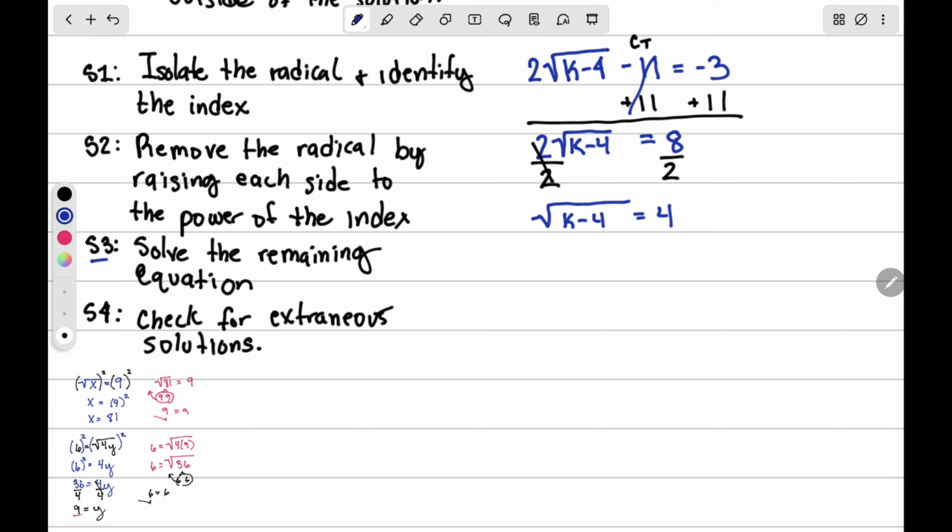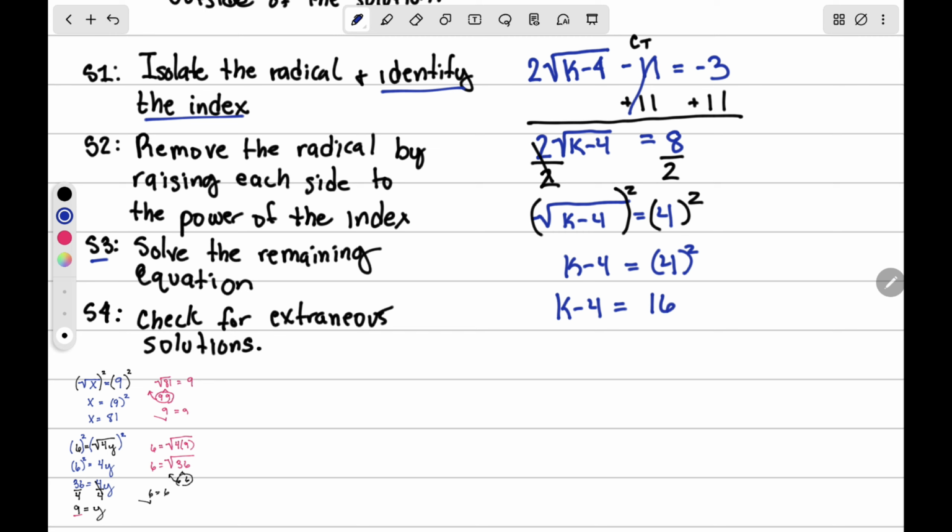All right, now we have the radical by itself. Now it says identify our index. It's still 2. So it says remove the radical by raising both sides to the index. Index and radical cancel out. We are left with k minus 4, see, no more radical, equals 4 squared, which is k minus 4 equals, you better not say 8, 16.